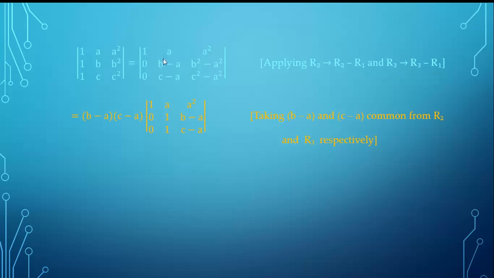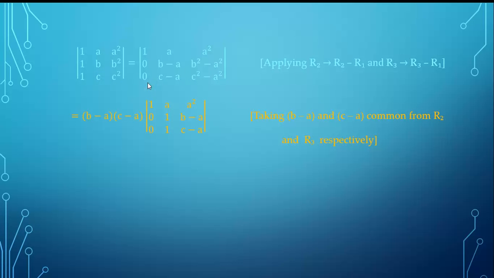R1 will be the same: 1, a, a square. And now R2 is R2 minus R1. So 1 minus 1 is 0, b minus a, and it is b square minus a square. Clear? Same, R3 is changed by R3 minus R1. So it becomes 1 minus 1 is 0, c minus a, and c square minus a square. So like that you have to use these operations.